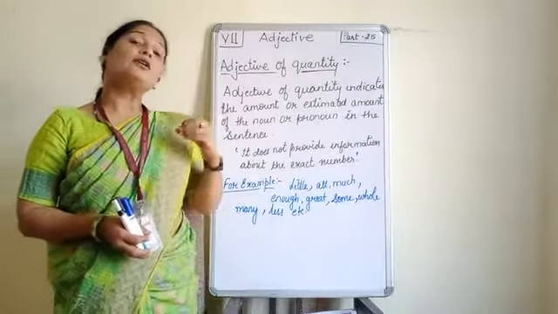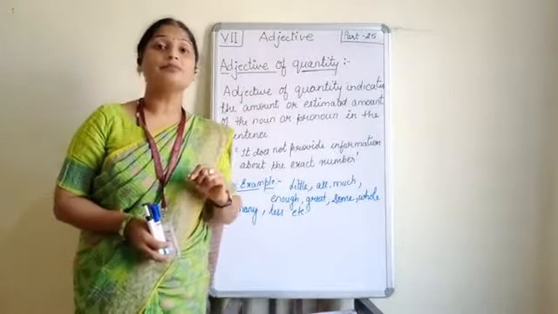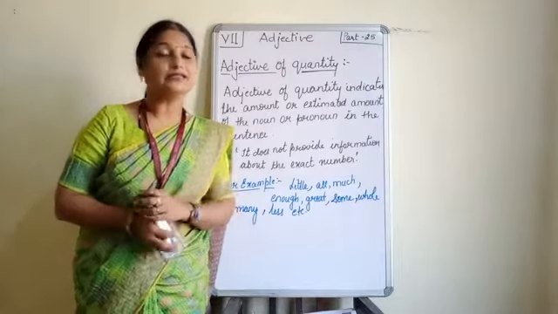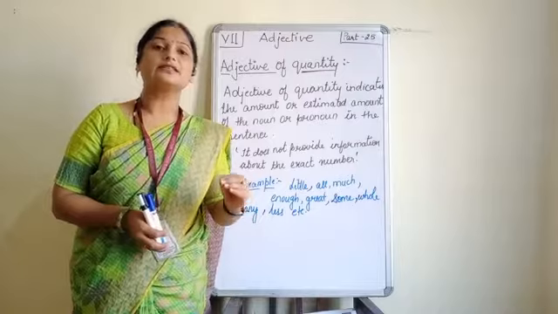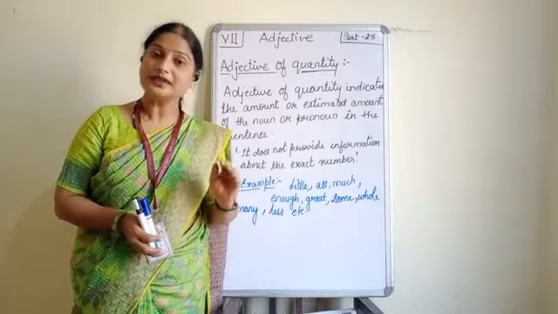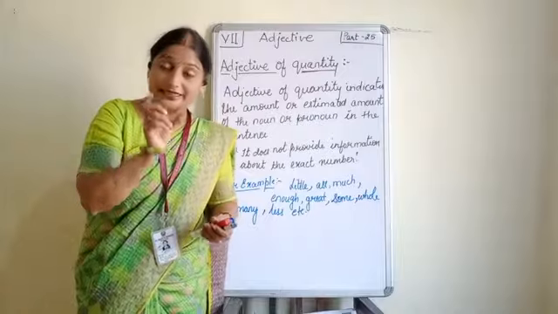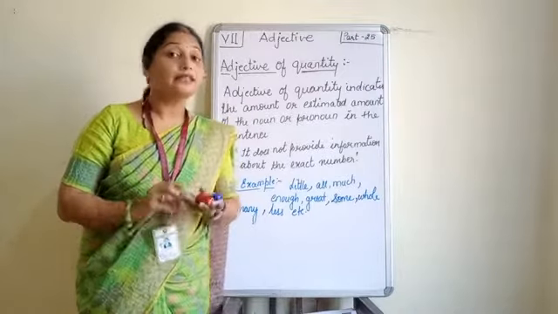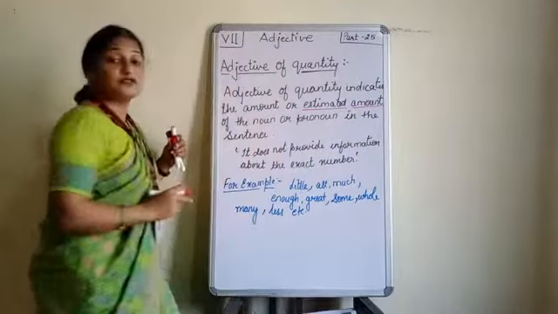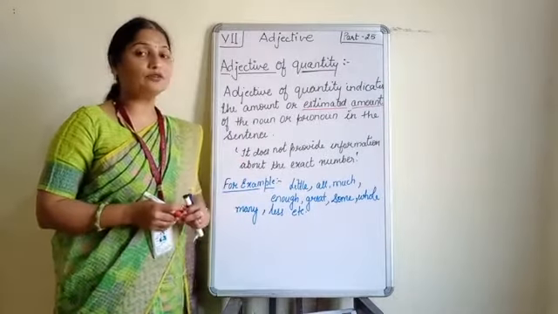Now see children, what is the meaning of adjective of quantity? Adjective of quantity indicates the amount, or we can say that it indicates the estimated amount of the noun or pronoun in the sentence. So, what I said right now, the adjective which indicates the estimated amount of the noun or pronoun in the sentence is known as adjective of quantity.